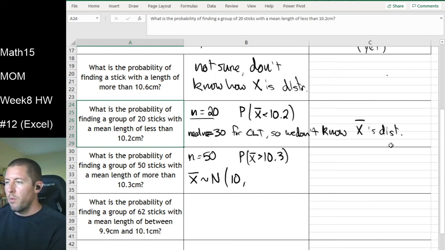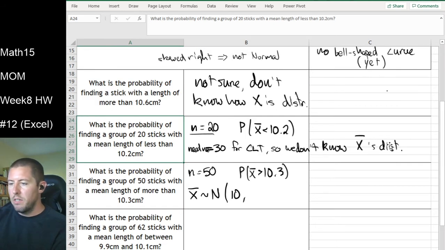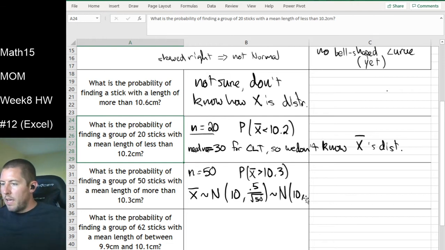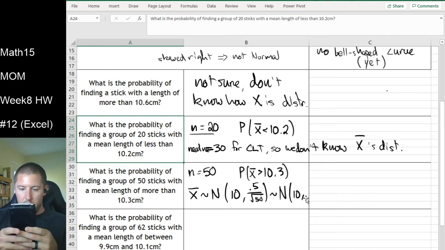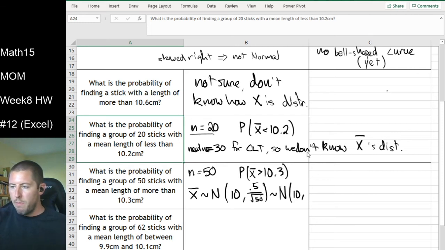And so here I'm going to get our original standard deviation of 0.5, but this is going to be divided by the square root of our sample size, which in this case is 50. So I'm going to do a little more computation here, and I'll say this is 10, comma, and what am I looking at here? My calculator, 0.5 divided by the square root of 50, and I'm getting 0.0707. So we have a much smaller standard deviation representing the fact that it's much harder for a group to deviate than an individual.